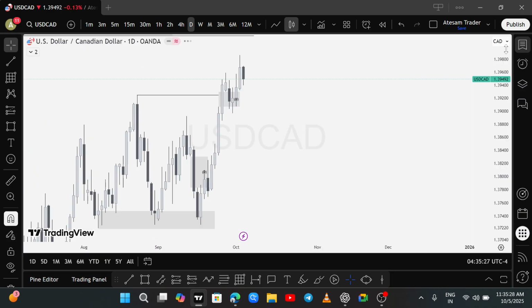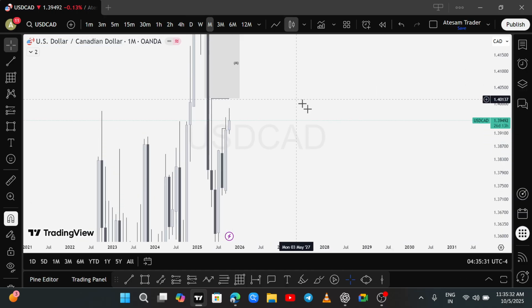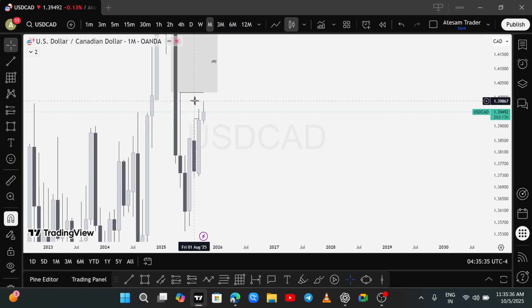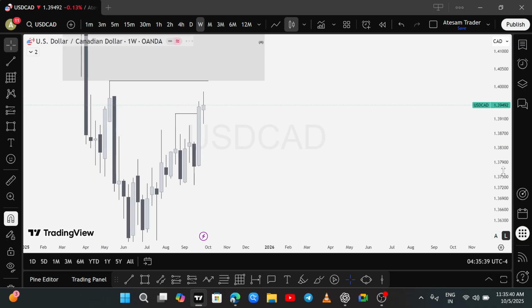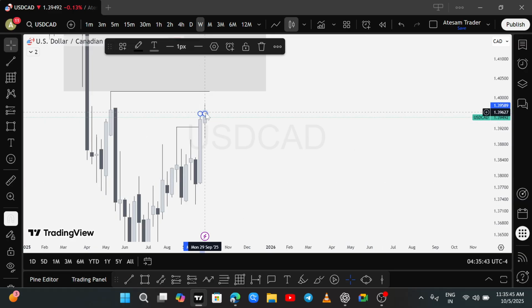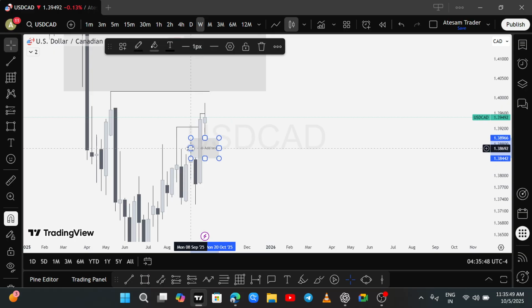So come to the USD CAD. What do we have? We have drawn liquidity to the upside. Okay, I am not expecting reversal from here. This is close highs. So come to the weekly. What do we have on weekly? Weekly candle closed inside the range. Okay, and we formed the key level, weekly fair value gap.